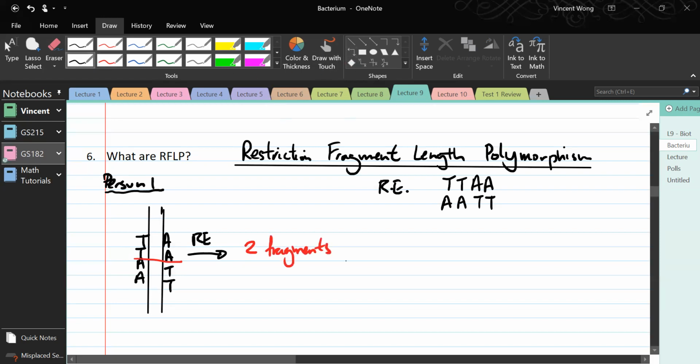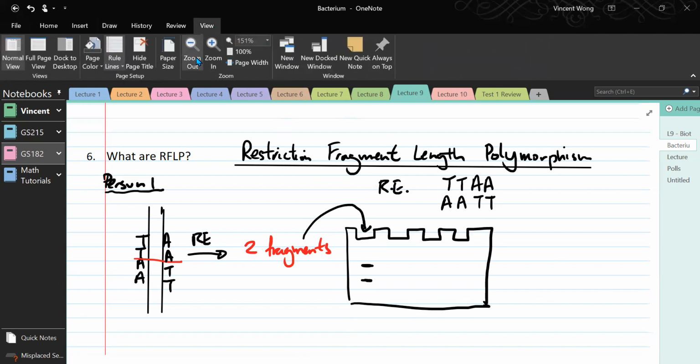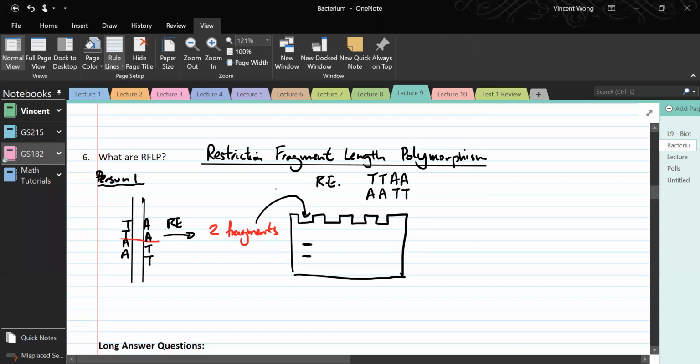If I run the sample on a gel, if I do electrophoresis, I would expect to have 2 fragments. Any questions so far about what's going on here? Please ask before I talk about person number 2. Everything makes sense?